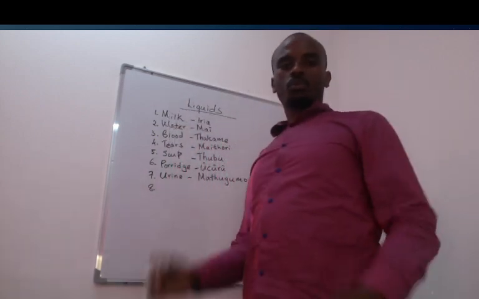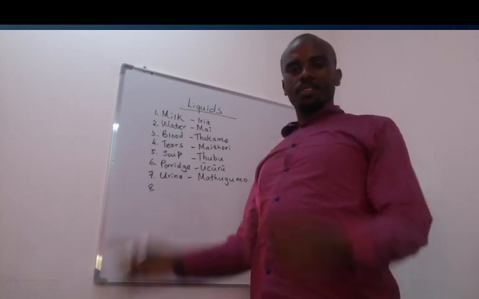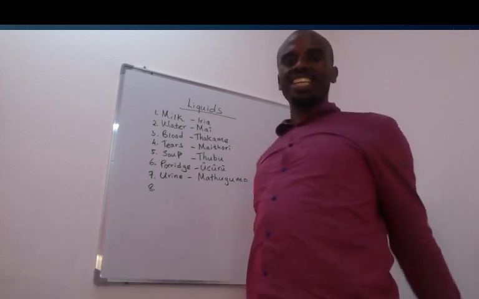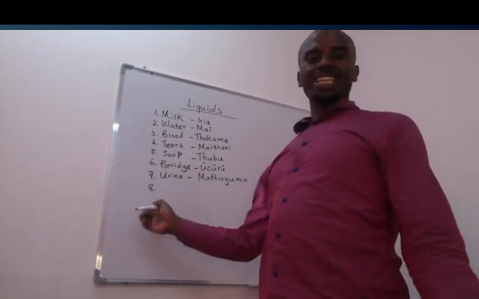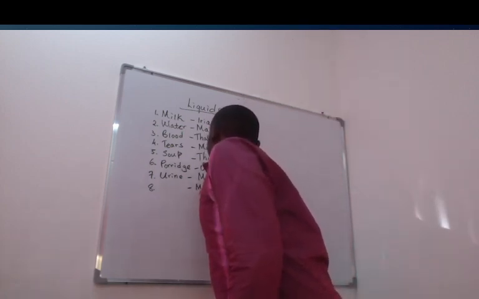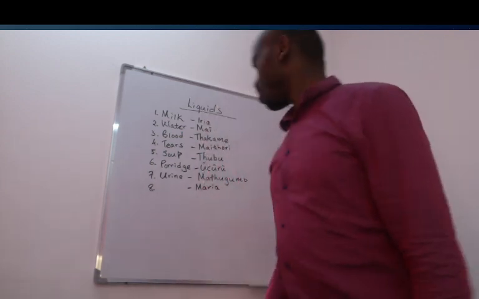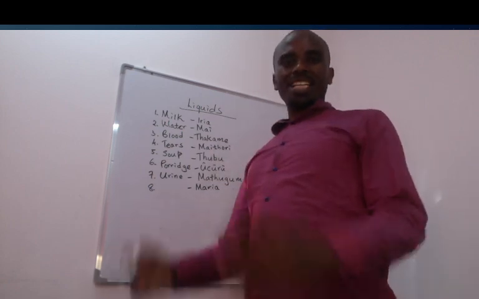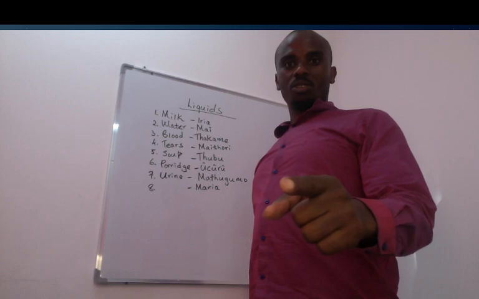Number eight. We have that dirty flowing water, like when it rains, there's that dirty water that flows, okay? I don't know what I will call it in English, but that is called Maria. That dirty flowing water is Maria. Are we together? Let's go to the next.